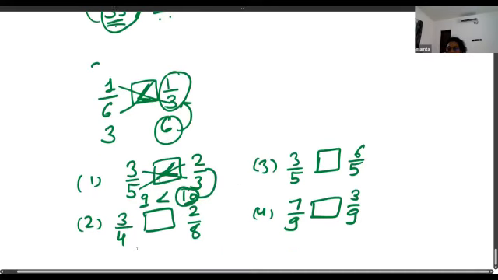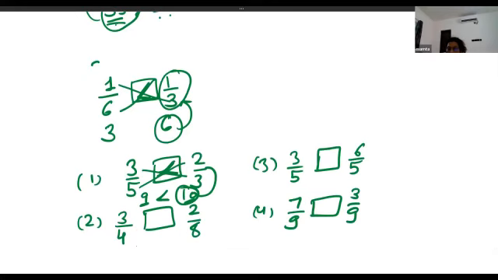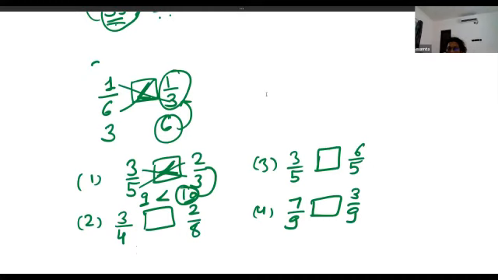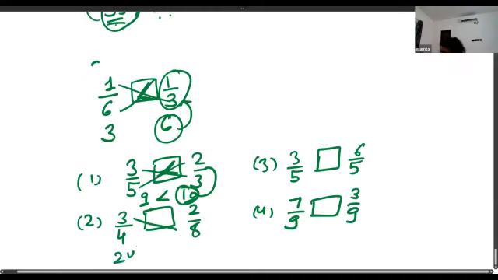Second question, which fraction is larger? Ma'am, 2 by 8. How? 3 into 8 is 24. 4 into 2 is 8. So 24 is greater than 8. So the corresponding fraction of 24 is 3 by 4. So 3 by 4 is greater than 2 by 8. Yes, Deepika.